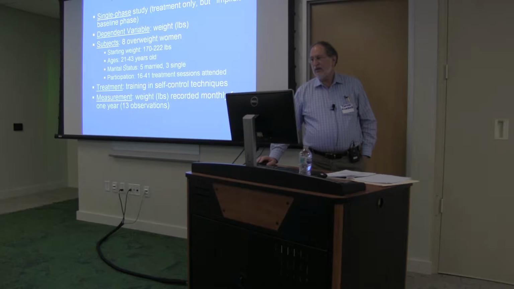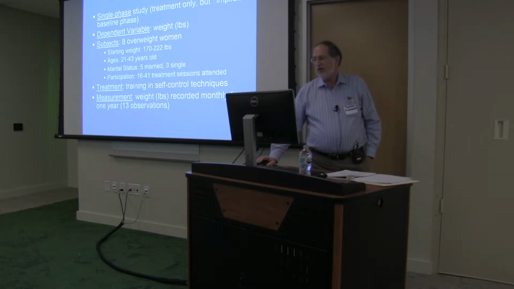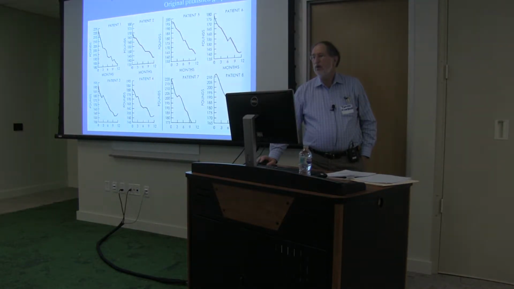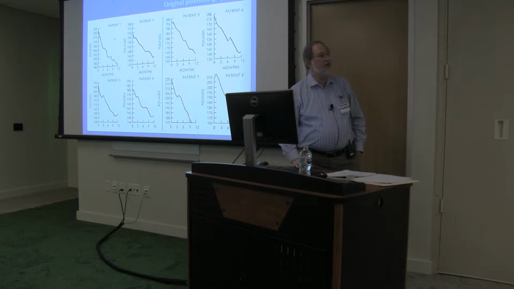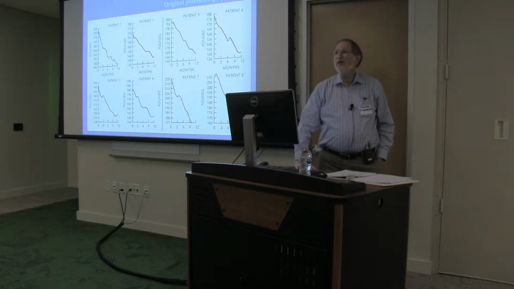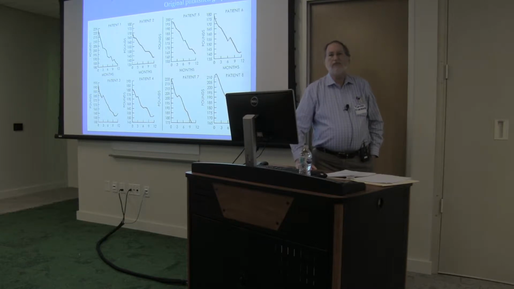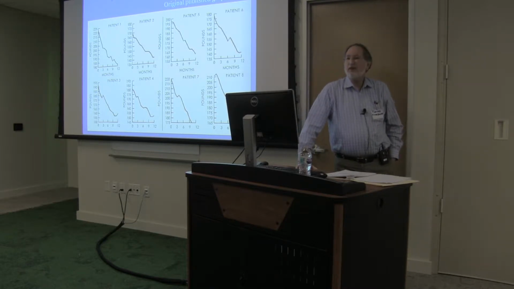Subjects were 8 women. Starting weights ranged from 170 to 222. They were trained in self-control techniques, and their weight was recorded monthly for a year. So here is what their weight looked like over that period. If you stare at these a long time, you'll see a couple of things. Of course, a strong downward trend.